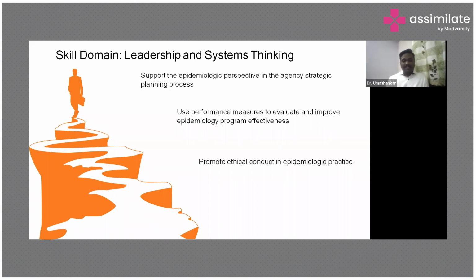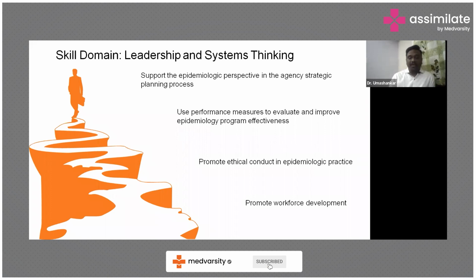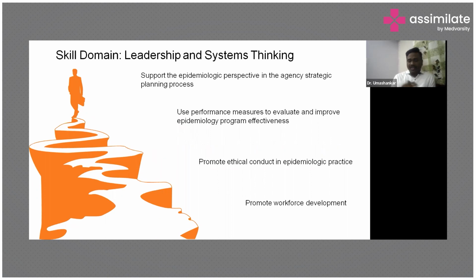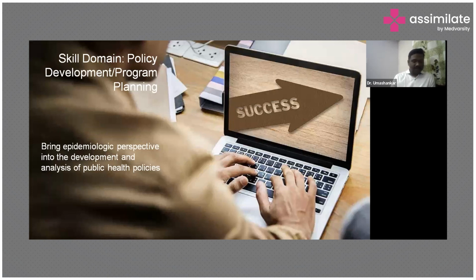For doing all these things, you should have good leadership skills, because it's not always that epidemiologists are leading. They may be working with others, like healthcare professionals, so they have to collaborate and work with them. Good leadership skills help in all these collaborations, working, and monitoring. We also have to promote workforce development, working with the people. Not only by doing our research, we should also train people in doing all these things. That's also a role of epidemiologists.